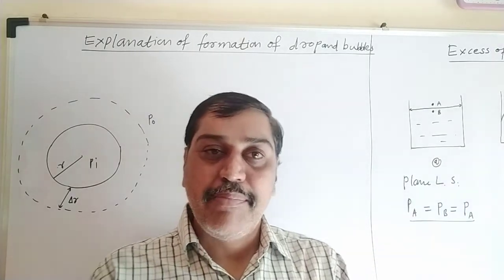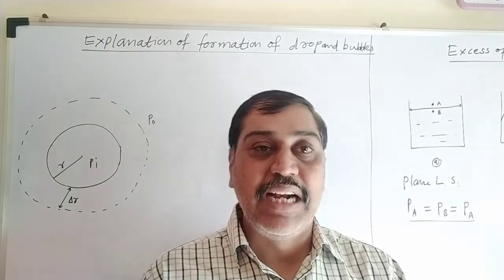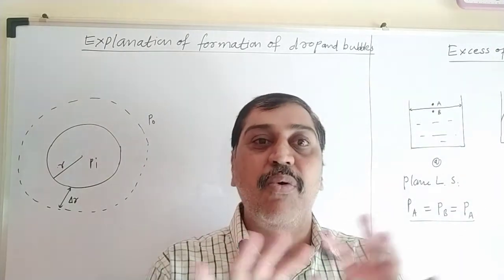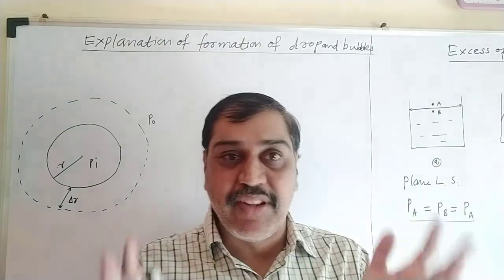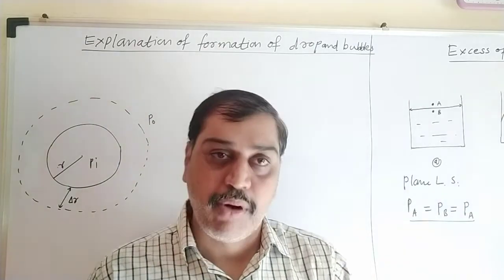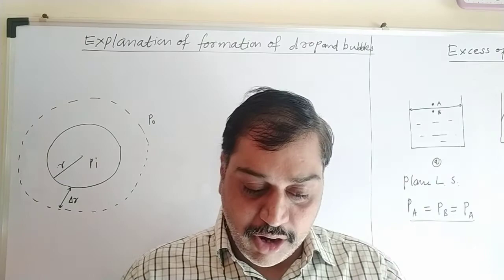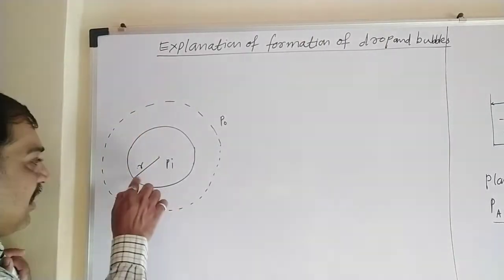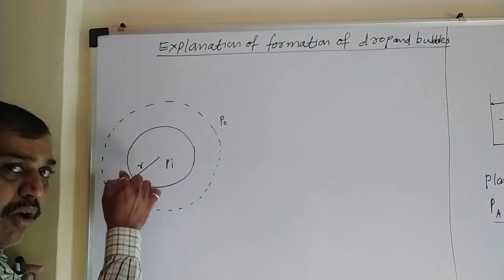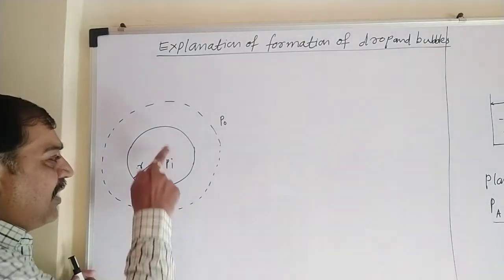It will try to minimize the surface area, and that geometrical form gets formed. A sphere is the only geometrical shape where we get a minimum surface area, and that's why the shape of a drop or bubble is spherical. Now we have to explain the formation of drop and bubble. For that, let us consider this diagram I have drawn. Let us consider this is a bubble or drop. Let's start with the drop, then we extend to the bubble. So let us consider this is a drop.